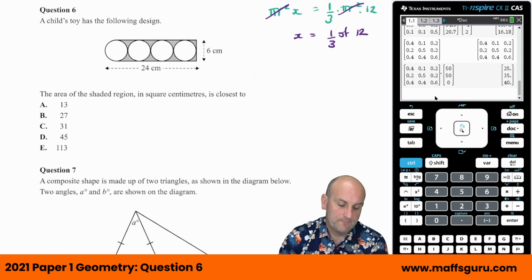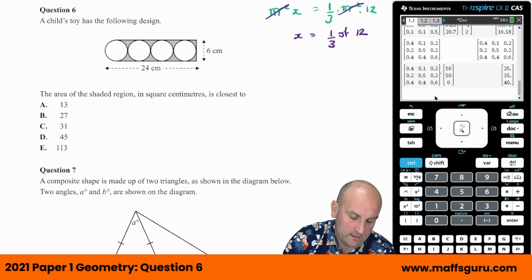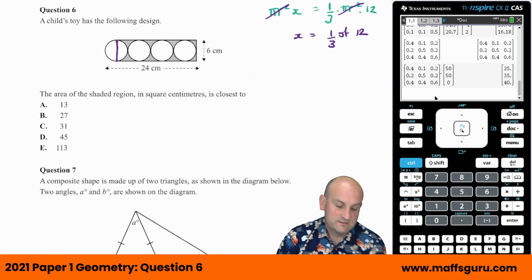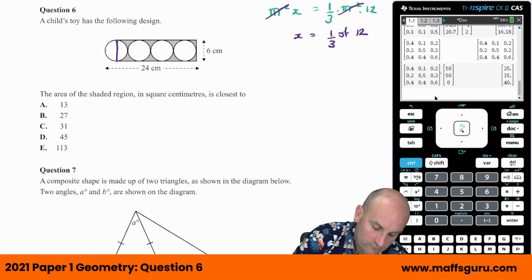Question 6 was funky. What I tended to do here was imagine that as a rectangle. So I'm going to cut that circle in half, because if I can think of that as a rectangle, then life is good. That gives me that the radius is actually half of this 6, which is 3.